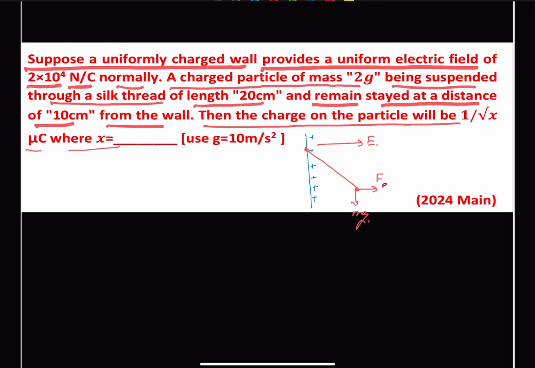Let us suppose that Fe, which will be nothing but q times E, and this distance is given to us as 10 centimeter, and the length of this silk thread is given as 20 centimeter. So we assume this angle is theta. We have to find out the charge on the particle. And the force, or we can say tension in the thread, let us suppose is given as T.